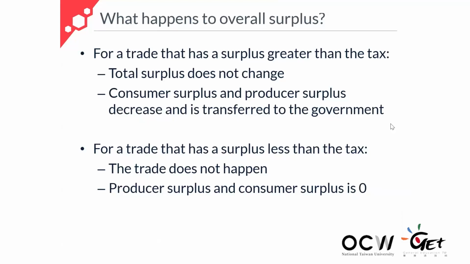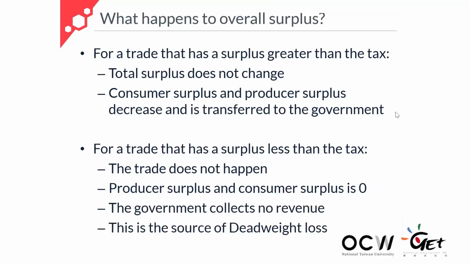But at the very end, beyond the new quantity, you have this loss of trade because the surplus there is smaller than the tax amount. So consumers and producers are not going to trade. And so their producer surplus and consumer surplus all go to zero. They're not going to trade, and the government is not going to receive any tax either. So that's where the deadweight loss is coming from.